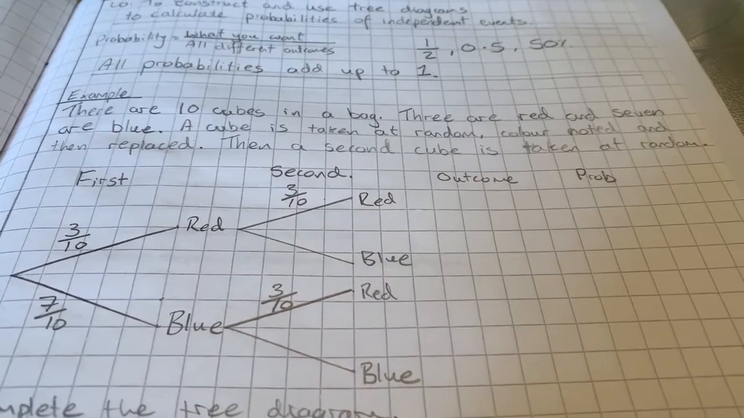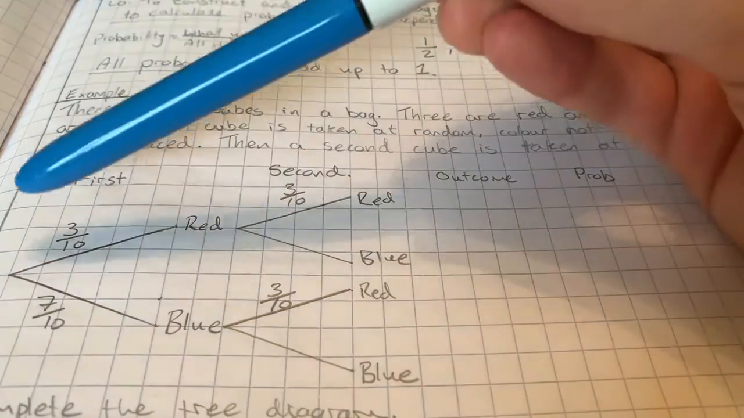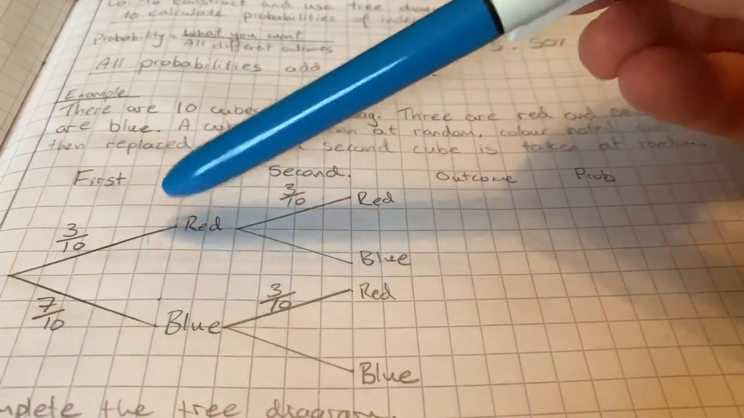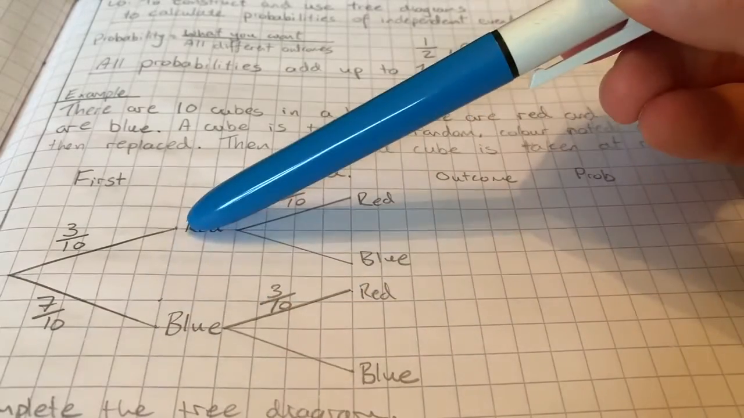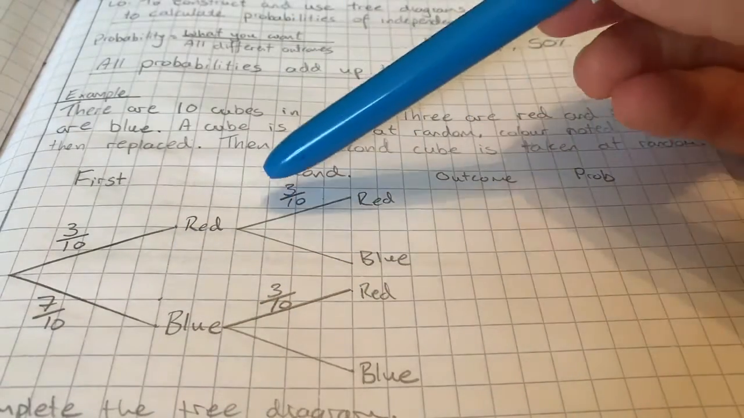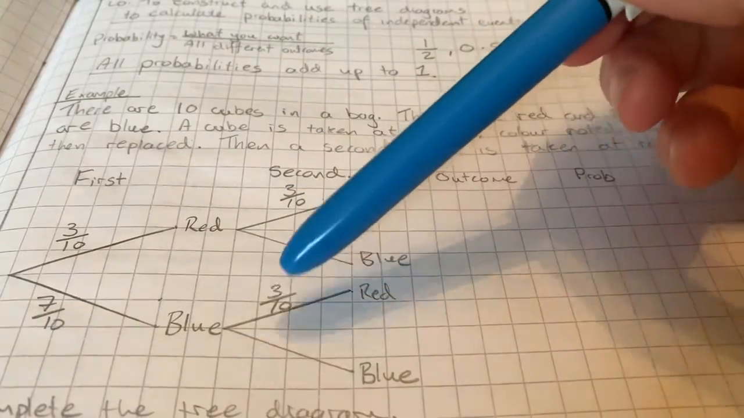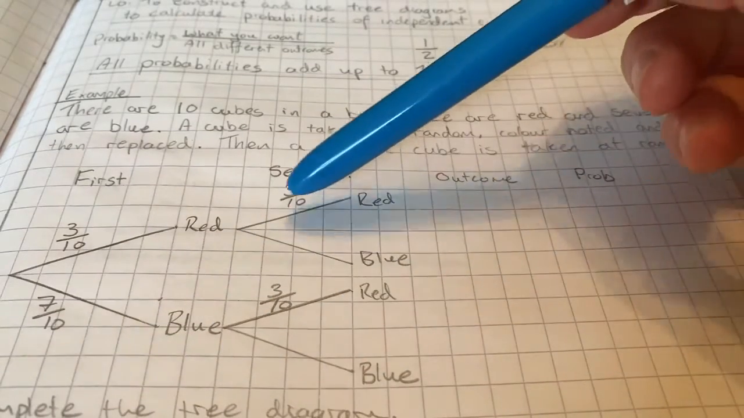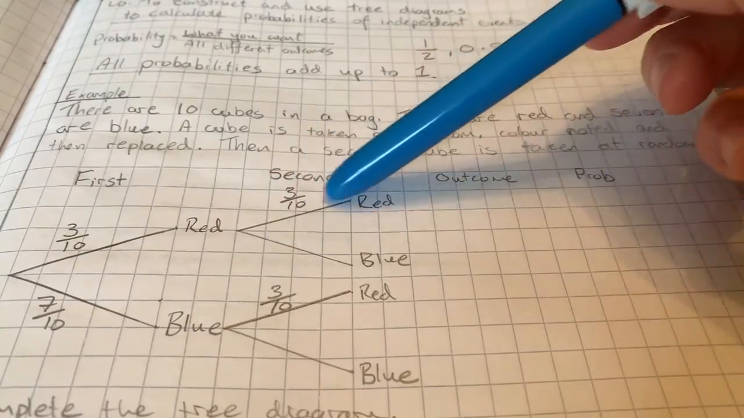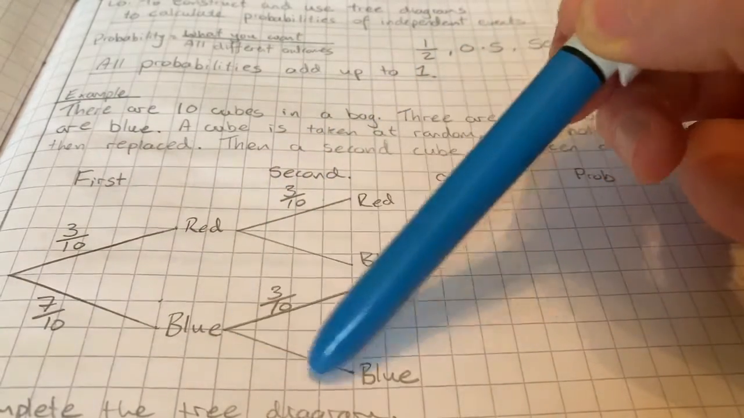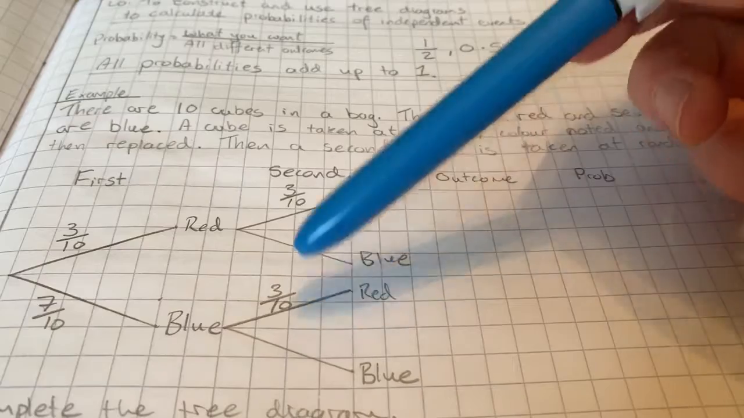So what a tree diagram is, is this. You've got your first take is shown here, then you've got your 2 outcomes, red or blue. And then from there, you got your second take. So it could be either this one here or that one there. And this is if you get red on your first go, and that's if you get blue on your first go. And that's the second take.